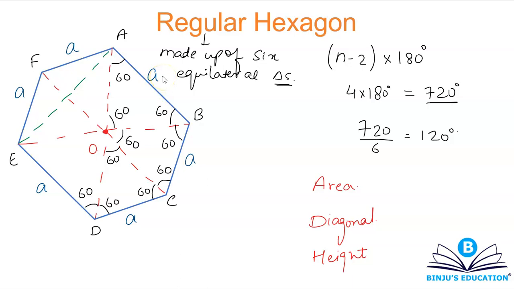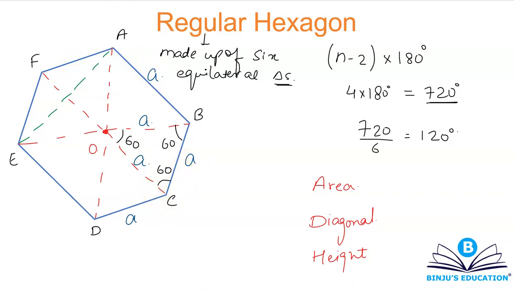Now again concentrate on BOC. If BC is A, then BO will automatically be A and CO will also automatically be A. Okay, now I'm going to remove some things because otherwise it's going to have too many things inside it, which may confuse us. So what is not required, I'm going to remove.